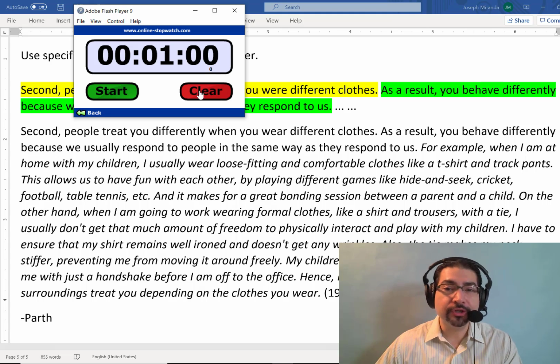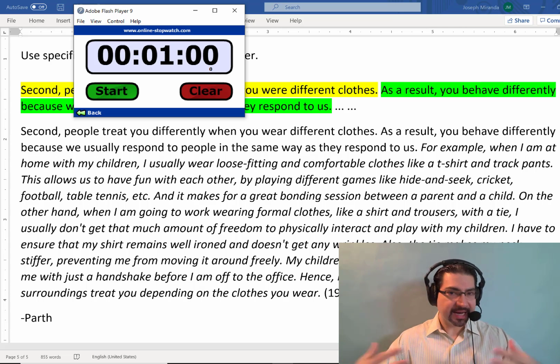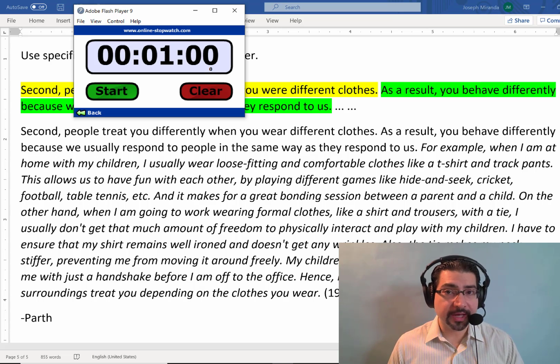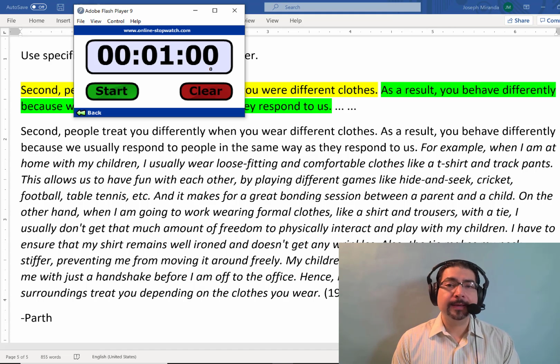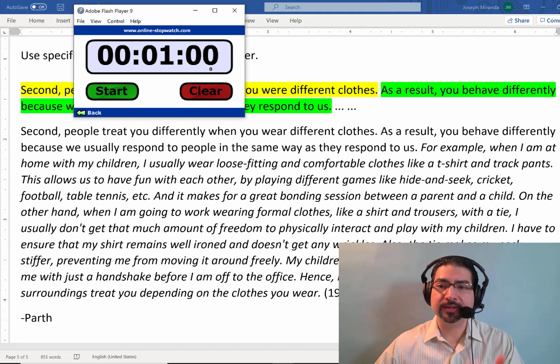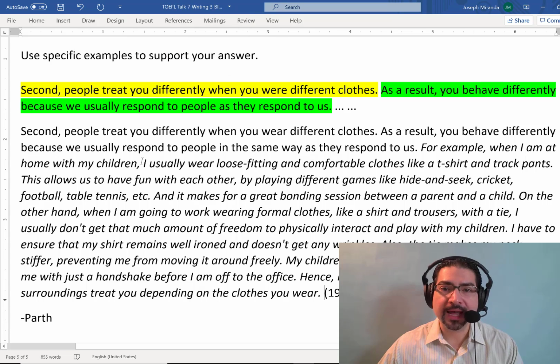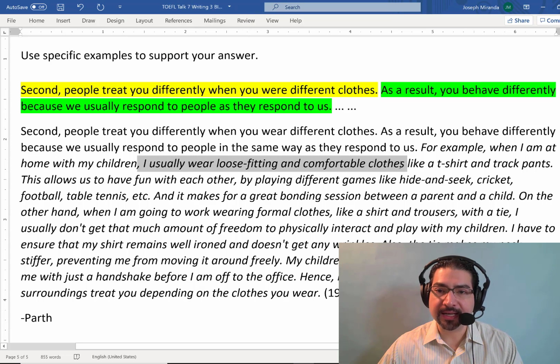Now, did you notice, did the examples have that chain of logic? I wear something, you treat me a certain way, therefore I behave differently. Was it there? It wasn't really, because, for example, when I am at home with my children, I usually wear loose fitting and comfortable clothes like a t-shirt and track pants.